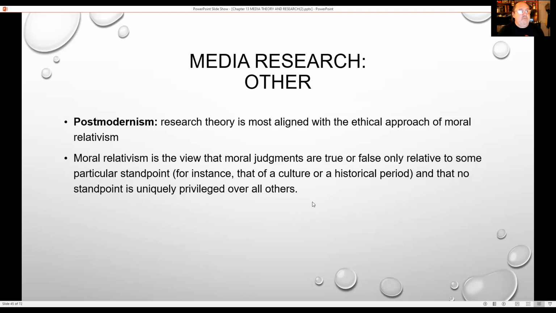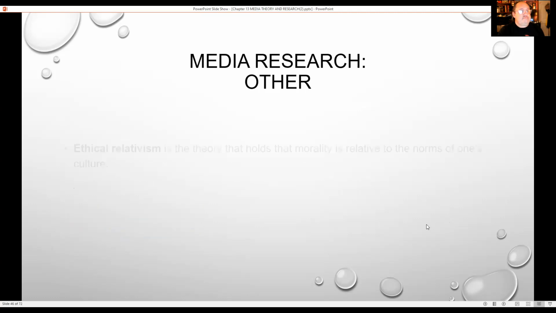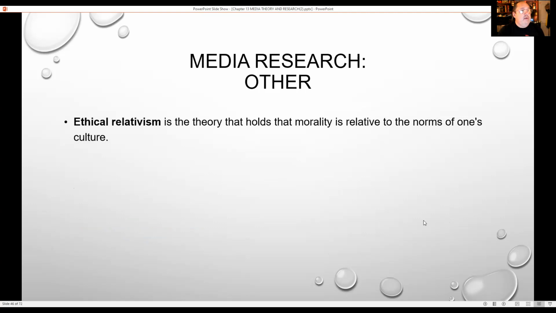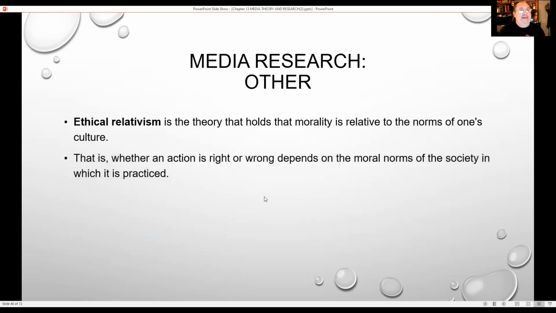Well, there can sometimes be instances where something that's usually wrong might be the right thing to do, and vice versa. And it can also change depending on a person's standpoint or view, or with culture, or with time. Not saying it's right or wrong. Ethical relativism is a theory that holds that morality is relative to the norms of one's culture. This can be true.